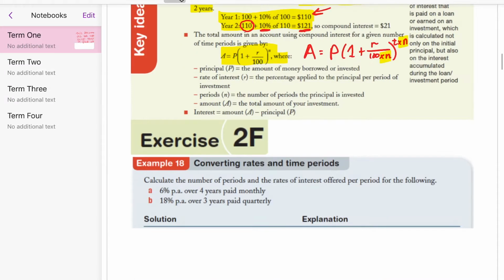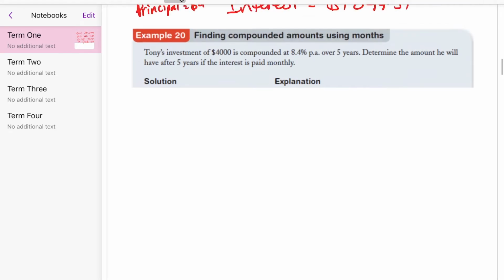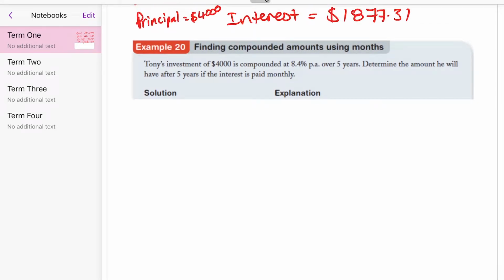Okay, so moving on to example 20 of exercise 2F. And this is where it's important that you are reading the question. So Tony wants to invest $4,000 and it's compounded at 8.4% per annum for 5 years. Determine the amount he will have after 5 years if the interest is paid monthly. And it's this monthly bit that we also need to be really aware of.